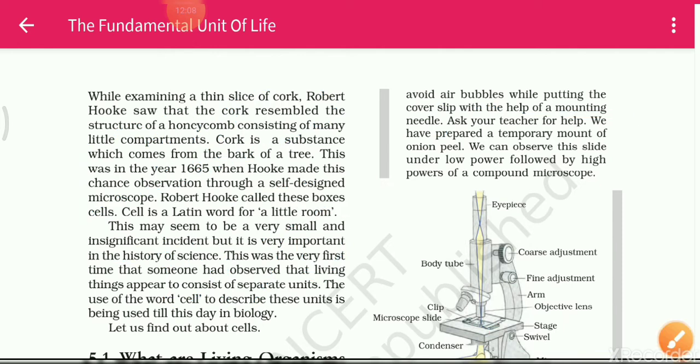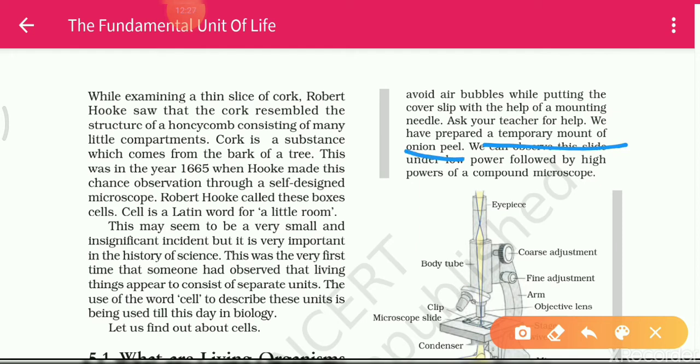Now here, ask your teachers for help. We have prepared a temporary mount of onion peel. We can observe these slides under the low power followed by the high power of a compound microscope. Students, see here, temporary mount of onion peel. Here there are two types of slides.